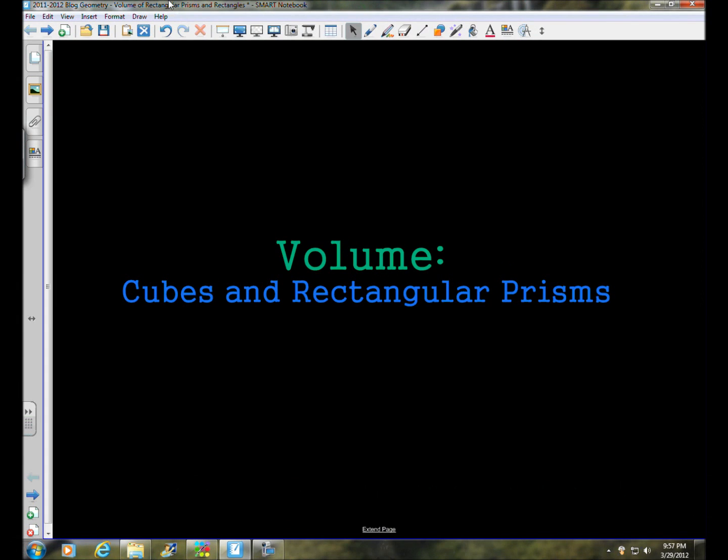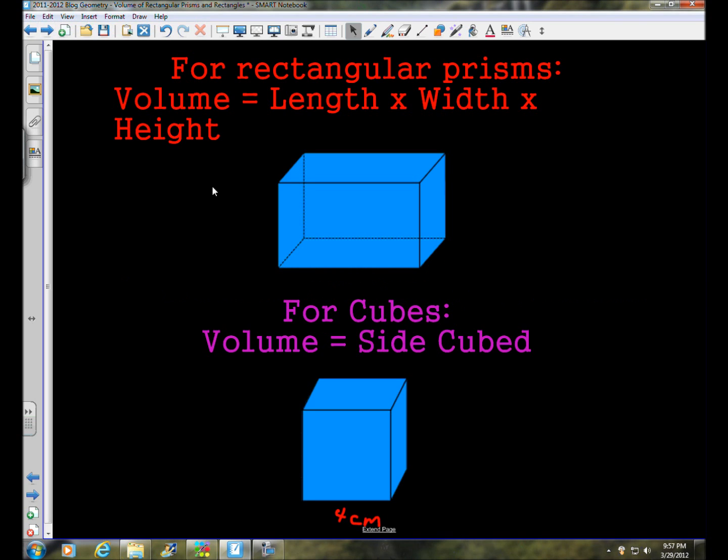In this presentation, we're going to continue our study of geometry and look into volume of cubes and rectangular prisms. On this page, we're going to take a look at some formulas for finding volume for rectangular prisms and for cubes. Now, you might be thinking to yourself, volume, what is volume?